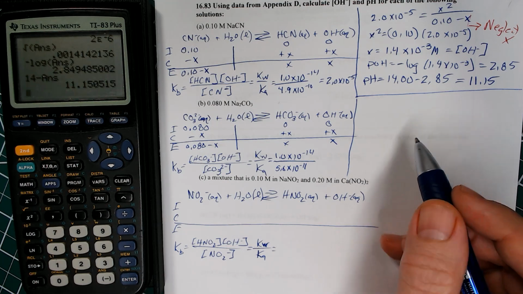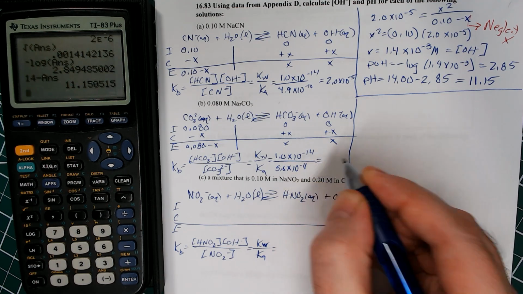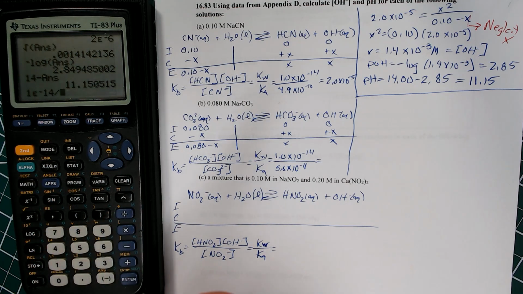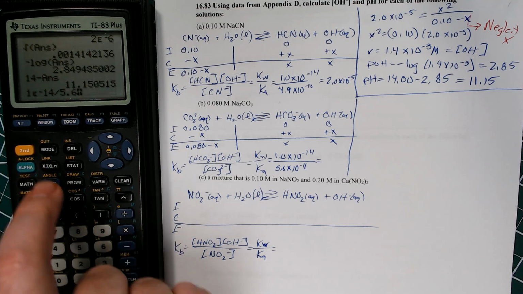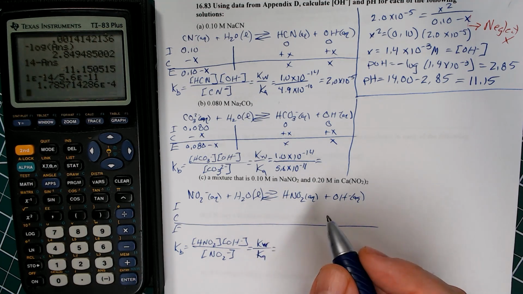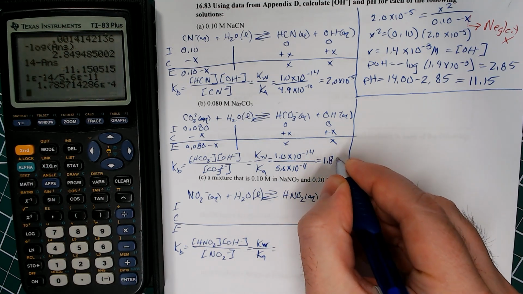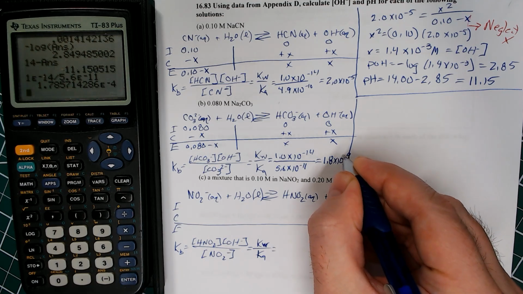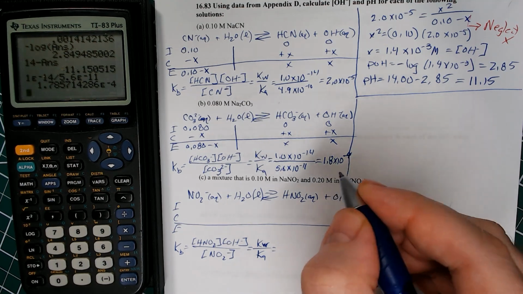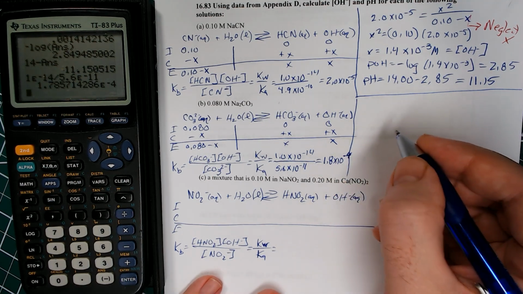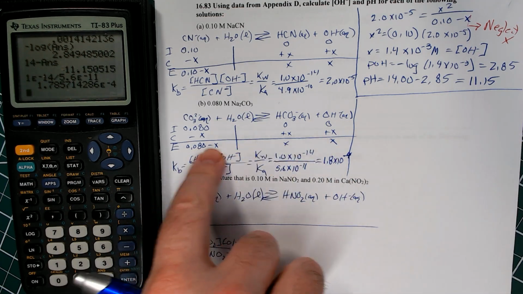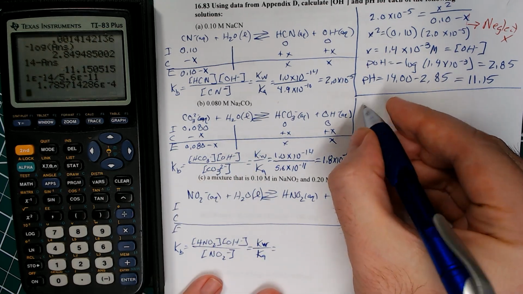So now I've switched back over here. We can do that calculation. So 1 times 10 to the negative 14, and we divide that by 5.6 times 10 to the negative 11. And you'll see the number we get there is 1.8 times 10 to the negative 4. All right, so now that we've got a Kb value of 1.8 times 10 to the negative 4, we will put that in as Kb, and we'll put these values in terms of x into that expression.